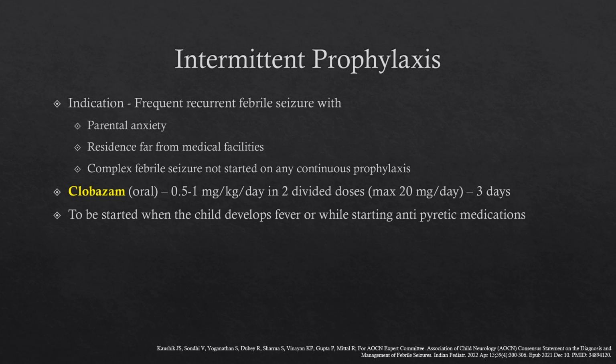Suppose a patient has had multiple frequent recurrent febrile seizures in the past, and you have decided to give intermittent prophylaxis due to any indication. Suppose the parents are anxious and you have decided to give. So when will you advise the parents to start clobazam? When the fever starts. That means on day 1 of fever you will advise tablet clobazam or any oral preparation of clobazam 0.5 to 1 milligram per kilo per day in 2 divided doses. Maximum will be 20 milligram for 3 days. That means day 1 of fever, day 2 of fever, and day 3 of fever. On these days you will advise oral clobazam.